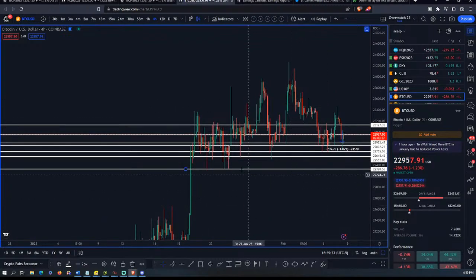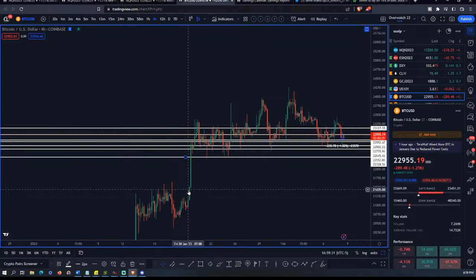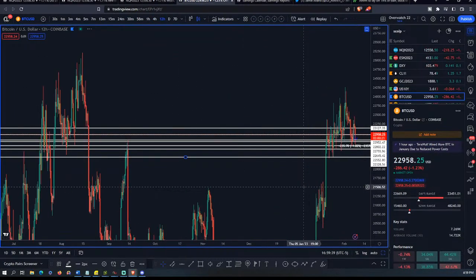Now it looks like a pattern kind of is forming here. It's a bump and run or head and shoulders, whatever. I don't do patterns. But this increase from 21,000 to 22 and change, it's holding above here. So let's see what happens, right?